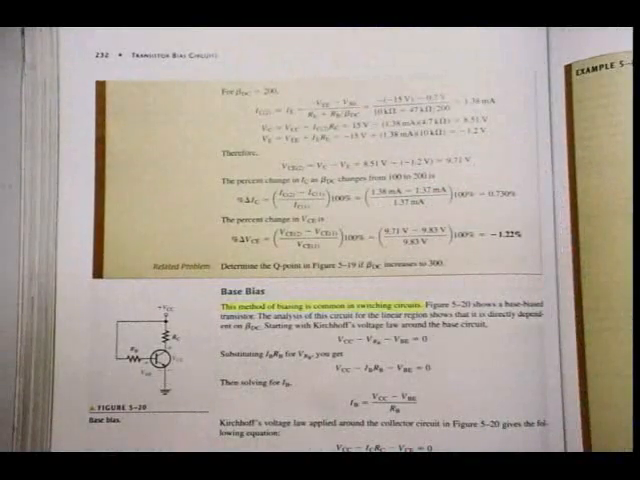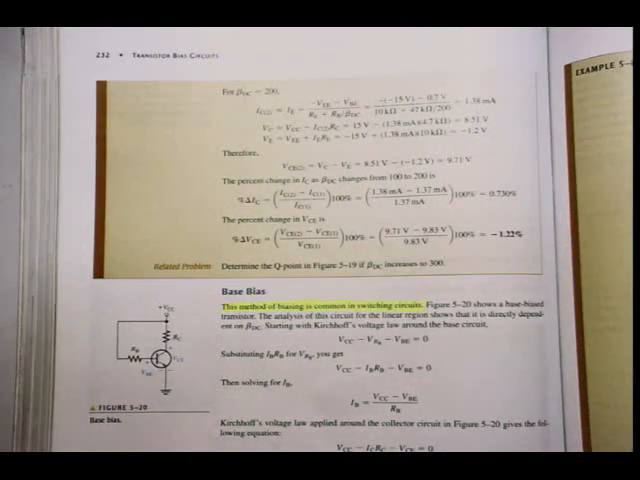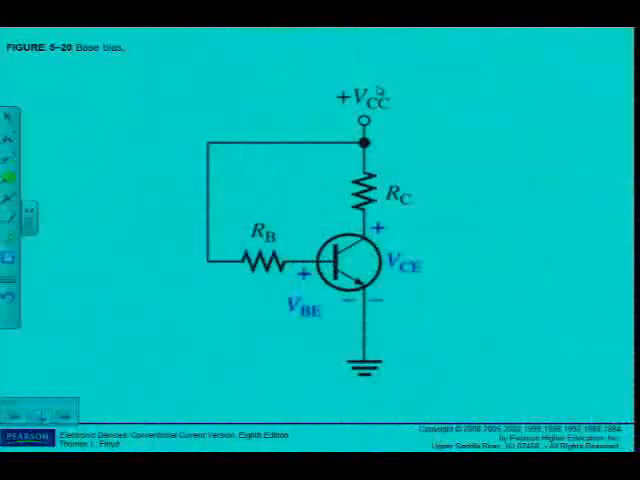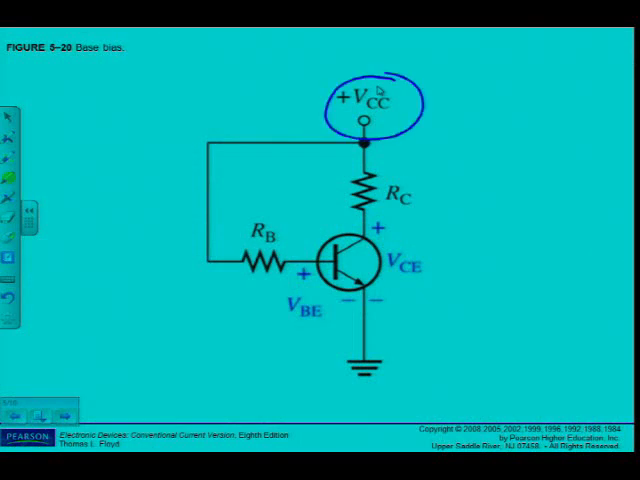Let's have a look at base bias. You should be familiar with base bias, the base bias circuits. Basically what we've used up to this point before we started with the voltage divider biasing. If I look at figure 5.20, base biasing, the only difference here is that they're now using a single supply. Remember previously I didn't have that, and I had a separate supply for VBB.